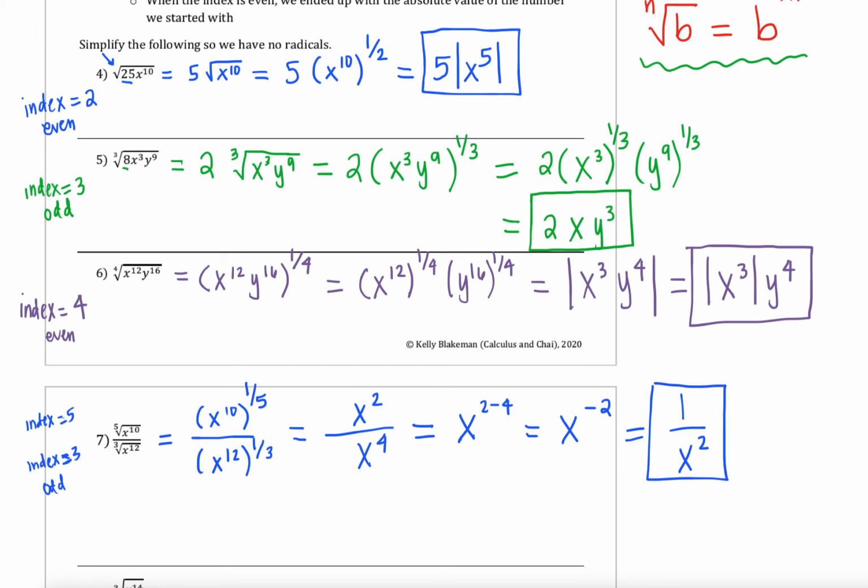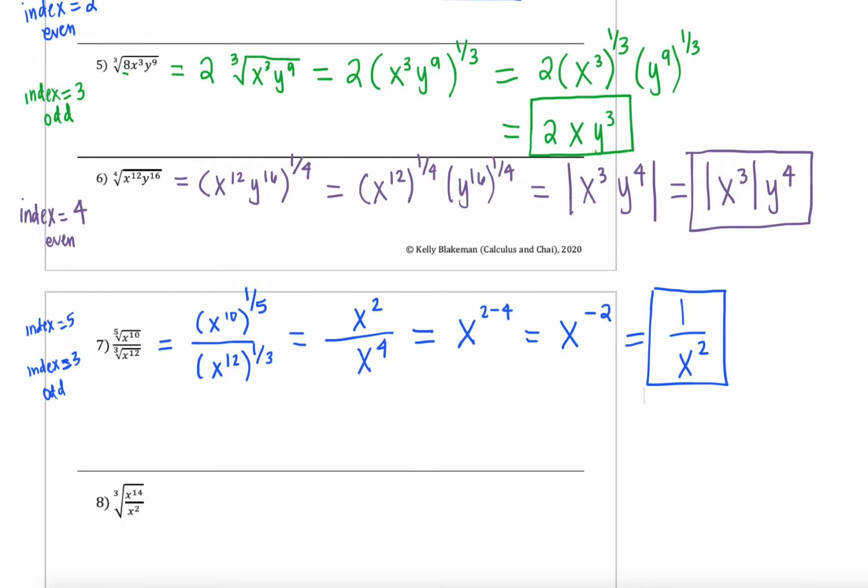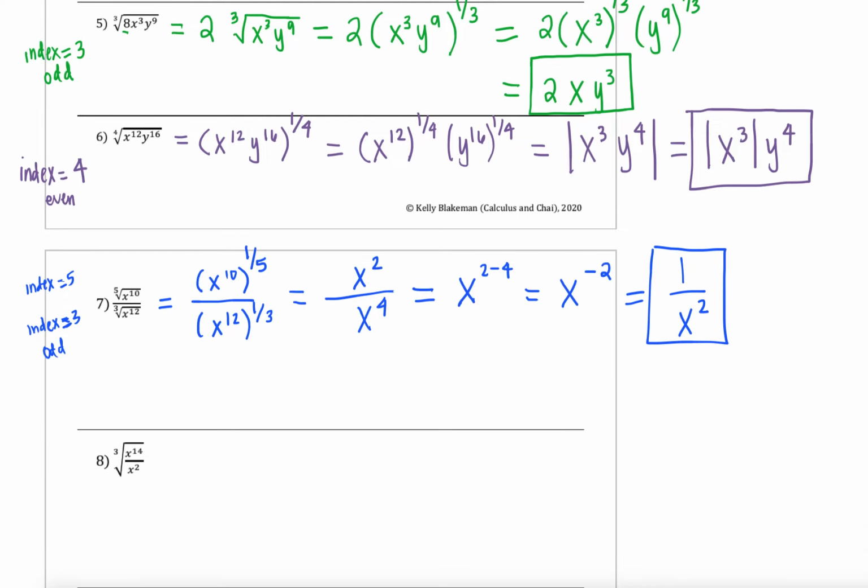So we can see already lots of our properties of exponents are coming into play. That's such an important skill that we're going to use throughout the rest of this unit and later on in other classes and other units as well. Let's look at example 8. What's our index in example 8? So our index in example 8 is 3, which is an odd number. Are we going to have to worry about absolute values on our final answer? So we won't have to worry about absolute values since our index is odd.